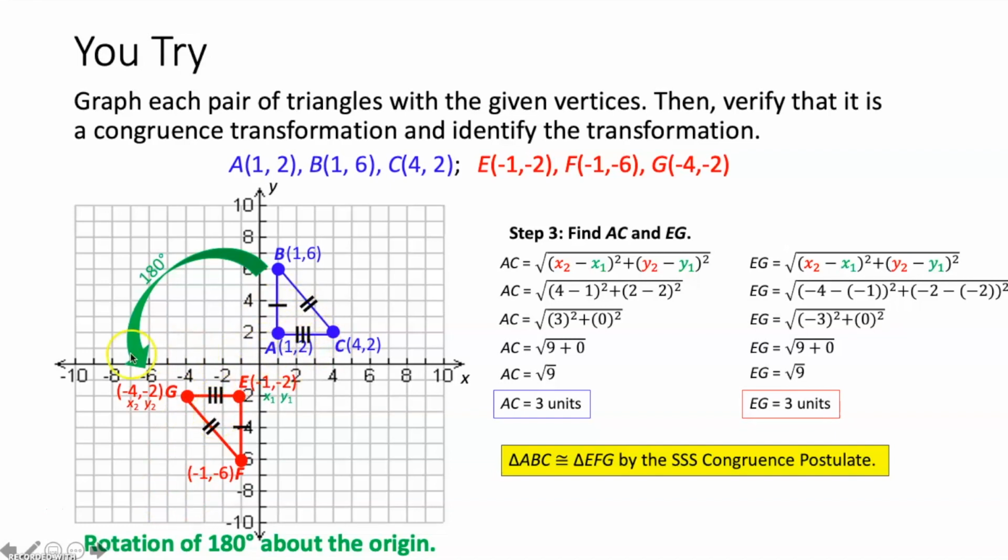Another way you could have done it also is to reflect over the x-axis and then reflect over the y-axis. That would have been 2 transformations, so I just wrote the 1 right here. So your answer: yes, it is a congruence transformation, and the transformation would be a rotation 180 degrees about the origin.